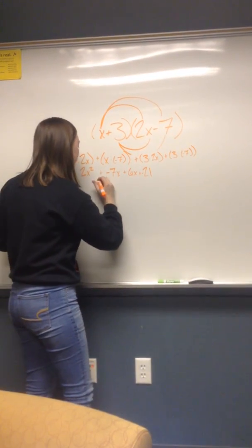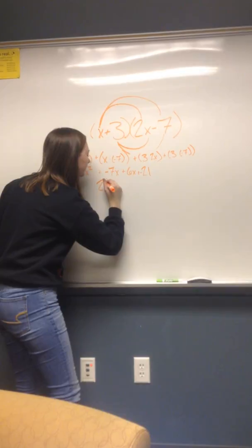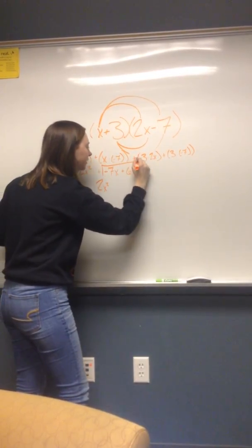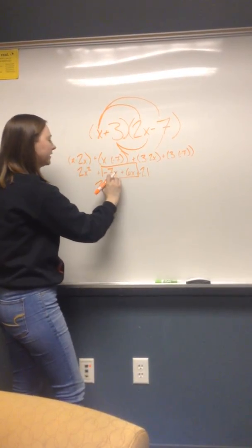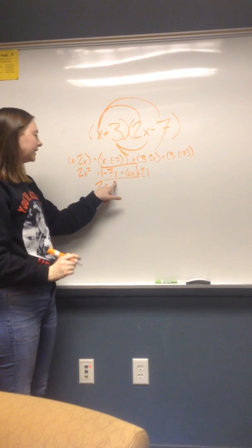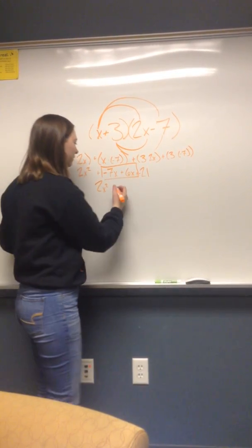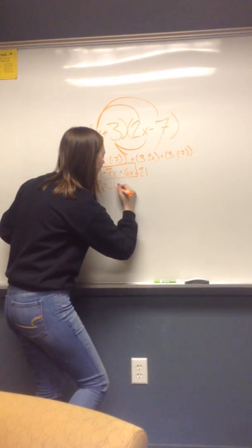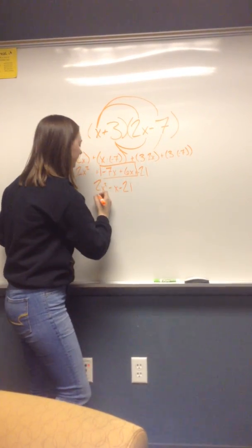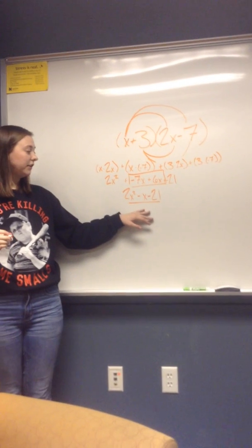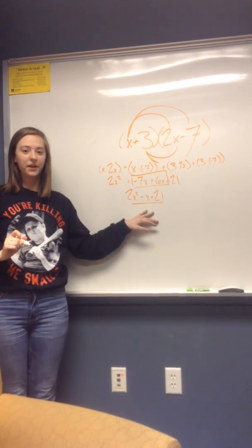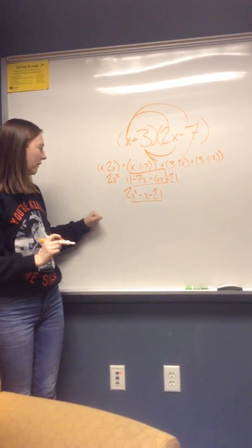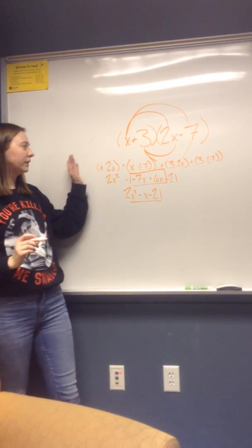Alright, so we're going to simplify that again. So we have 2x squared, and we have like terms here, so we'll go ahead and combine these. We have negative 7x plus 6x, which makes it a negative x. And then we have a negative 21. And that's the final answer. Any questions on the distributive property? No? Alright, do we understand each step that we go through?